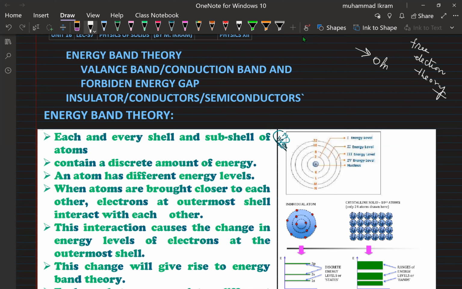the ohmic conductors and the non-ohmic conductors. There we explained that ohmic conductors are those conductors which obey Ohm's law. That is, there is a linear relationship between I and V. And then I gave you examples also. For the non-ohmic conductor, the IV relationship was a non-linear relationship, right?